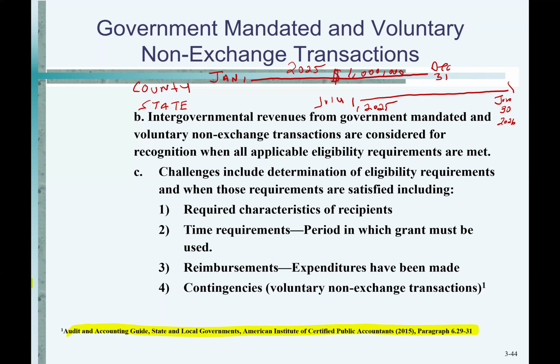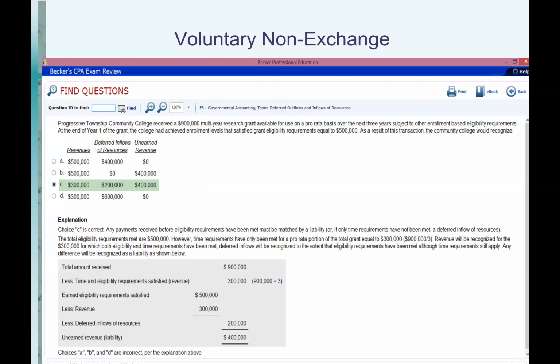Okay, all right, so thank you. Let's look at this example in which we have a voluntary non-exchange example. And again, I took this from my CPA review material. And again, guys, I recommend you make your screen bigger so you can see this. We say that this community college received a 900,000 multi-year research grant available for use on a prorated basis over the next 3 years. Ding, time requirement. Next 3 years, 300,000 a year.